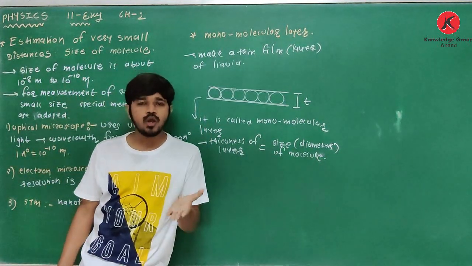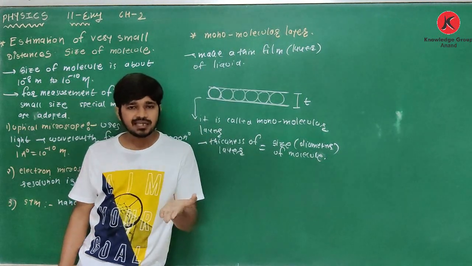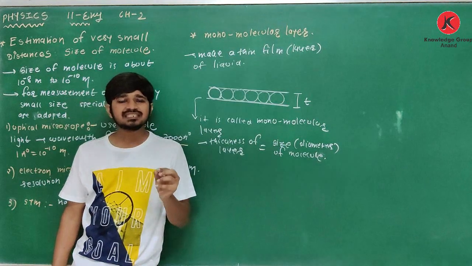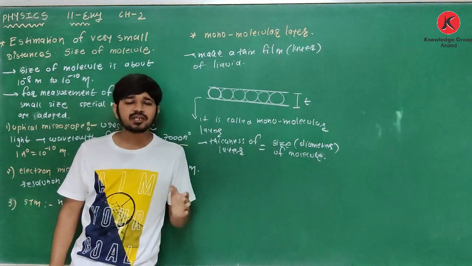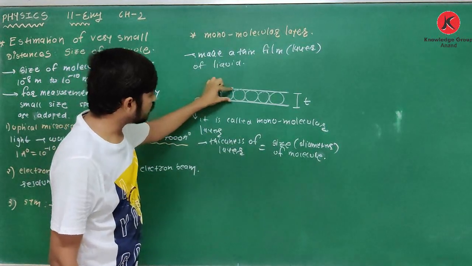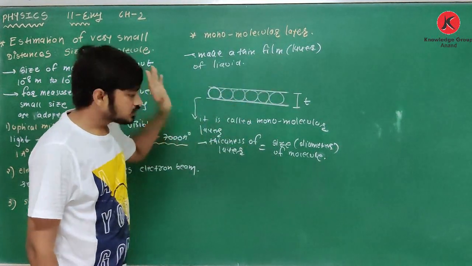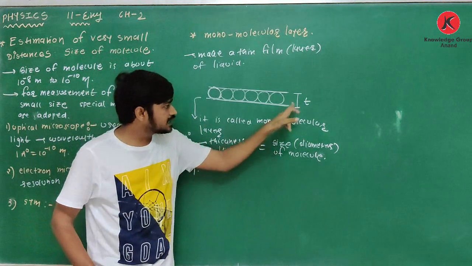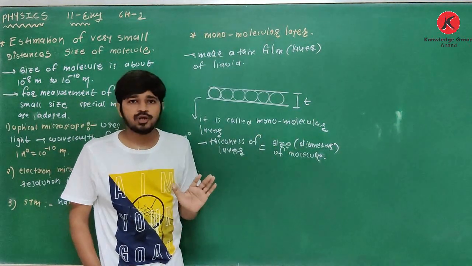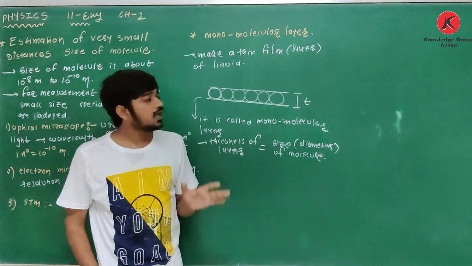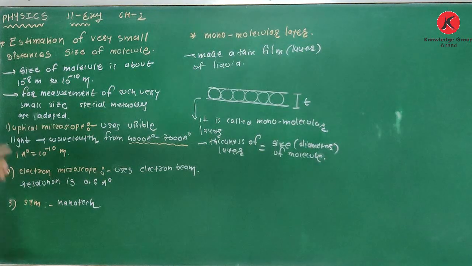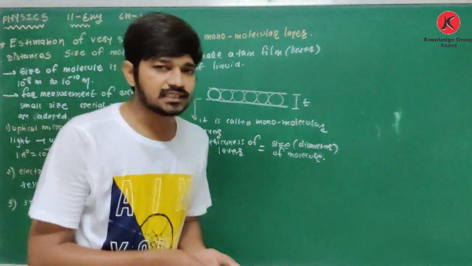So here, what is a monomolecular layer? You have to make a very thin layer of liquid. Then we can consider that this thin film is made up of only one molecular layer. So in this case, the thickness of this layer is equal to the size, the diameter, of the molecule. Clear about this? Okay, so that is how to estimate the size of a molecule, very small sizes.